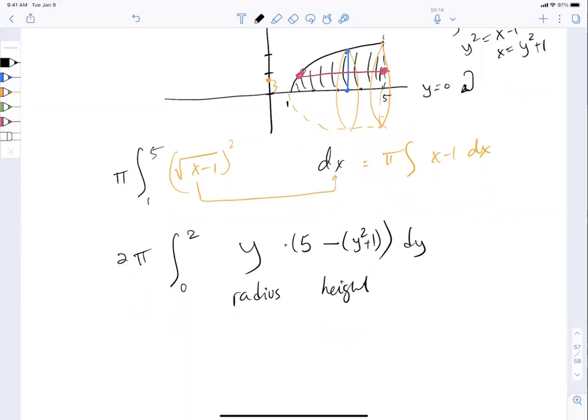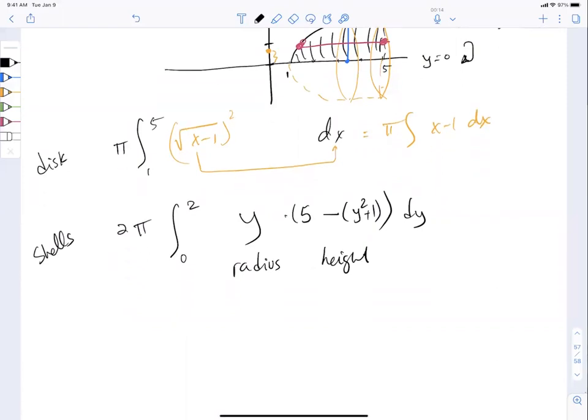So once again, radius times height. And the height is not always going to be the function. Sometimes it's like this, 5 minus a function and such. This is the shell method, and this is the disk method.